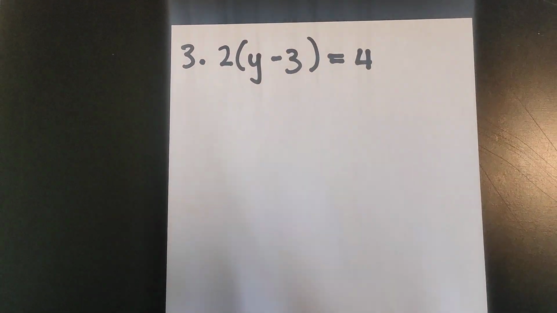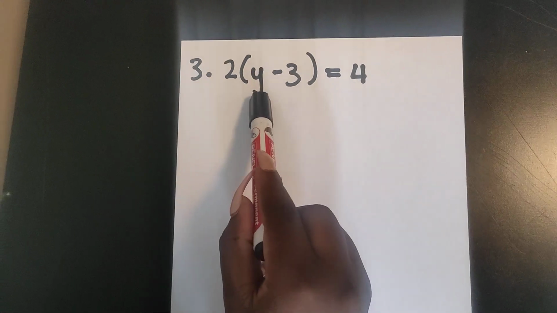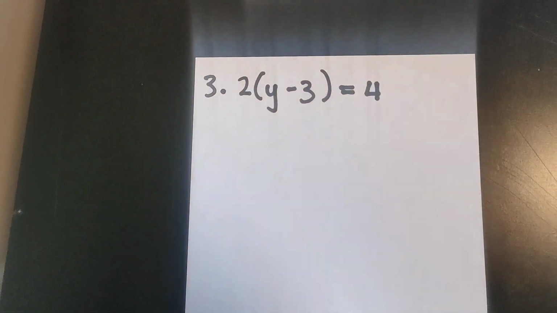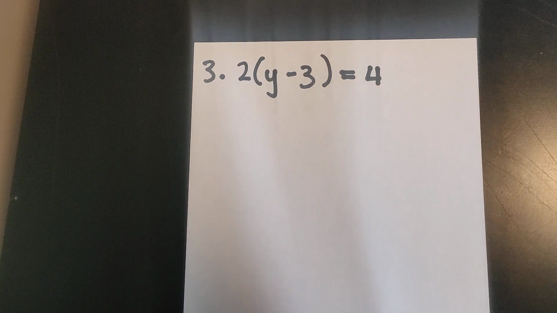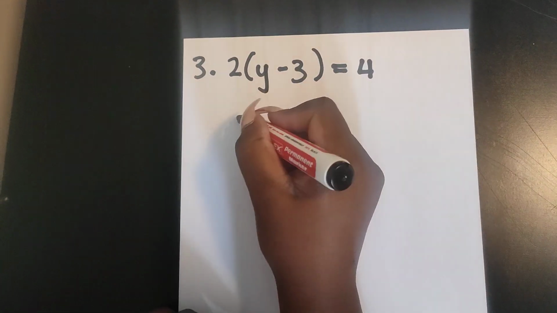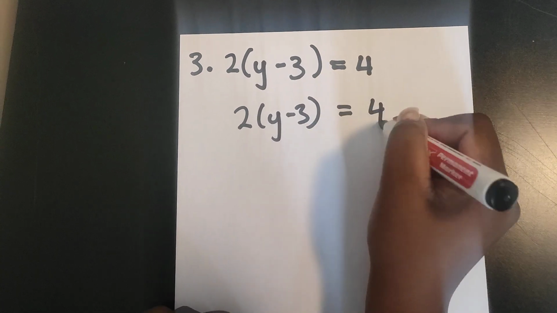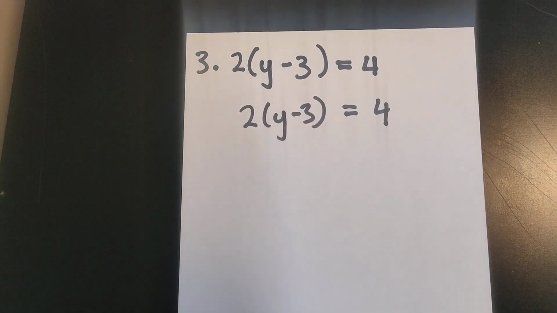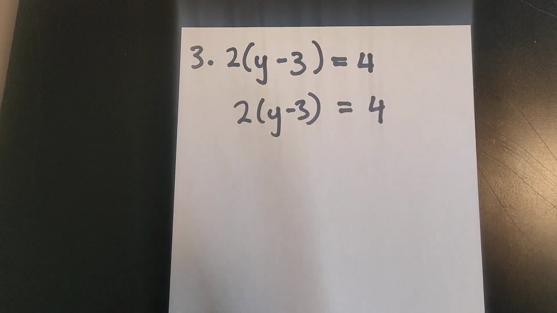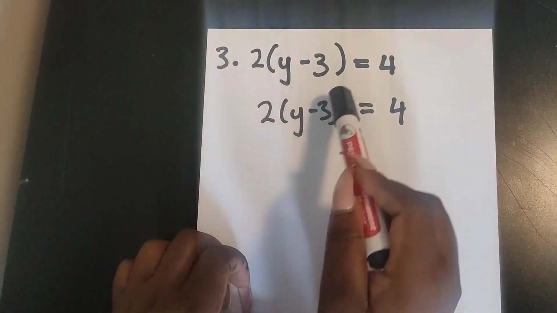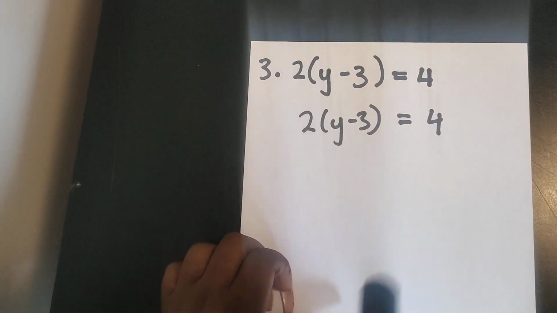So on to our third example, we have 2(y - 3) = 4, right? So let me just write this down. I'll write it down here so that you don't forget what was the first thing. So what we have to do now is, on this left side, we have brackets here, right? And we have to remove them.